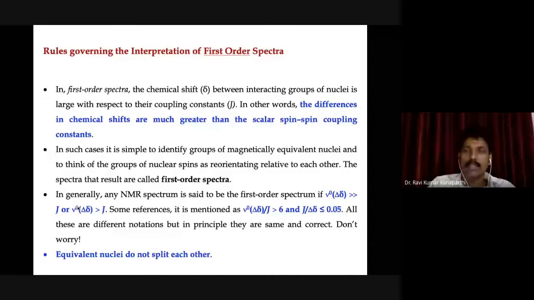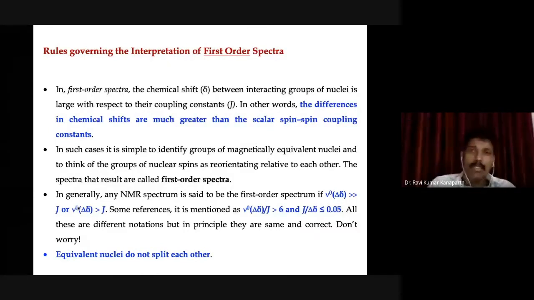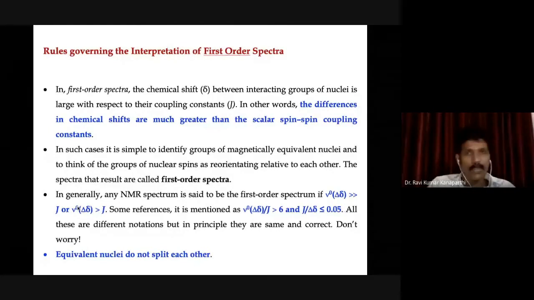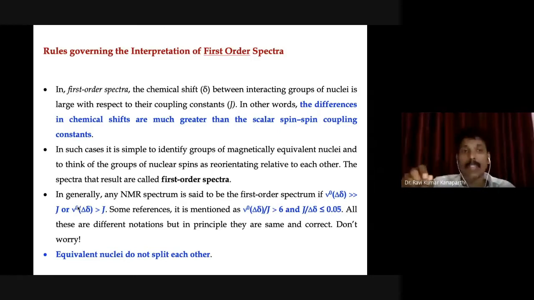So that is the basic criterion for differentiating a spectrum, whether it is first order, zero order or second order. The difference should be quite large compared to the individual coupling constant J. Coupling constant J should be small compared to delta nu.